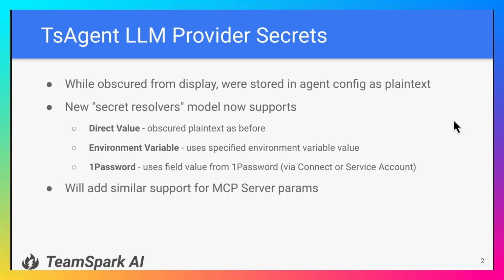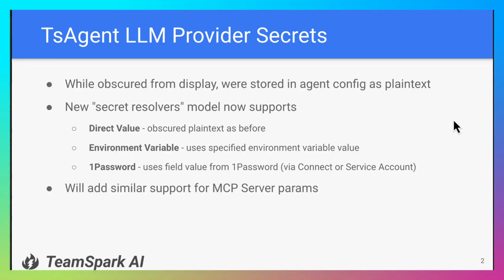So first, let's talk about how we do this now. With TsAgent, our LLM provider credentials and secrets, we obscured them from display. So we had sort of the password show/hide. We didn't show them in the display. We didn't log them, but they were stored in plain text in the agent JSON files. So maybe not the worst crime against humanity ever, but not ideal. There are use cases where having secrets in those files might be acceptable, but generally it's better to not have them in there.